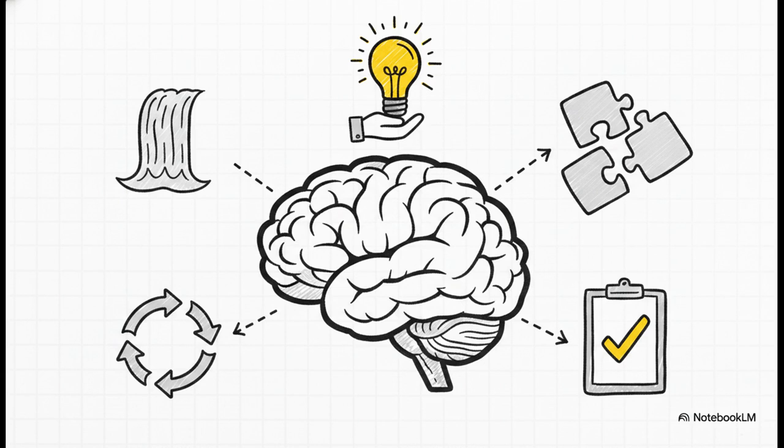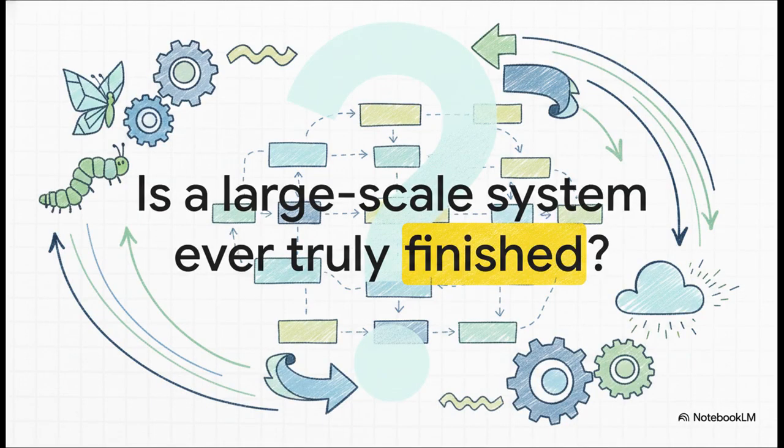Grasping all of this sets us up perfectly for Chapter 3, where we are going to dive deep into Agile software development. Before we go, I want to leave you with a somewhat provocative thought to chew on. Based on everything we've covered today about evolution and constant change, if software must constantly evolve to remain useful in a fast-paced, changing world, is a large-scale system ever truly finished? I highly encourage you to ponder the continuous nature of software engineering as you review your notes this week.